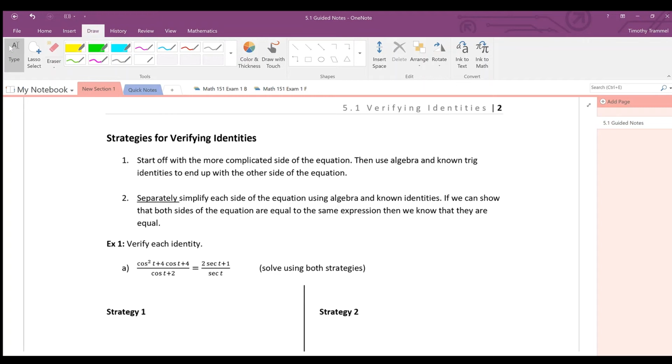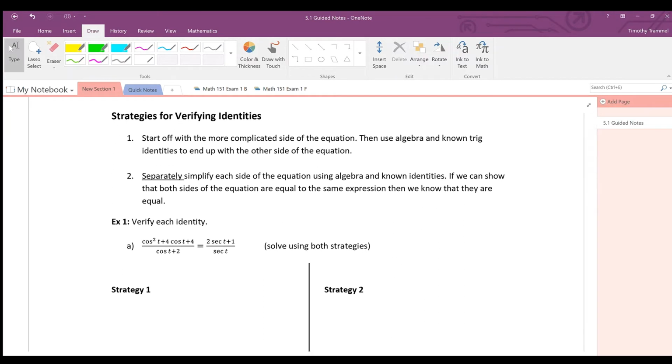Right, so we're going to have two strategies for verifying identities. Okay, and we're going to actually try out both of these strategies. And I would say that the first strategy here, which I'll read in a second, is going to be a little bit more helpful if we're working with a problem that looks a little less complicated. Okay, let's see what it says.